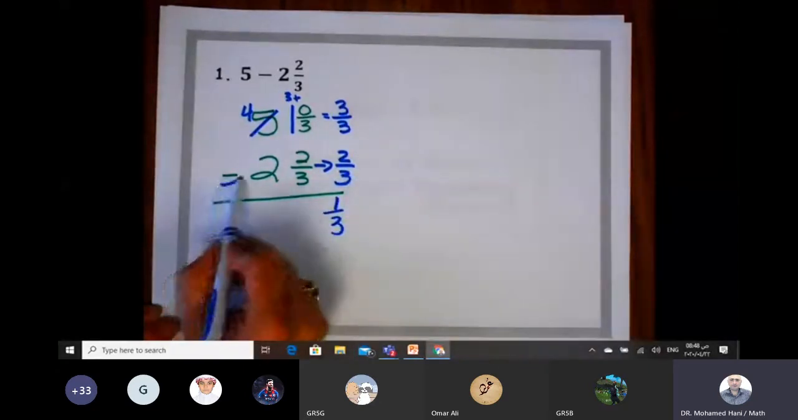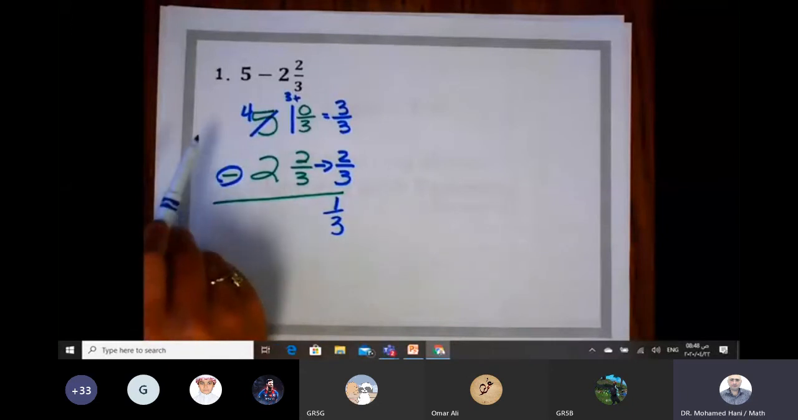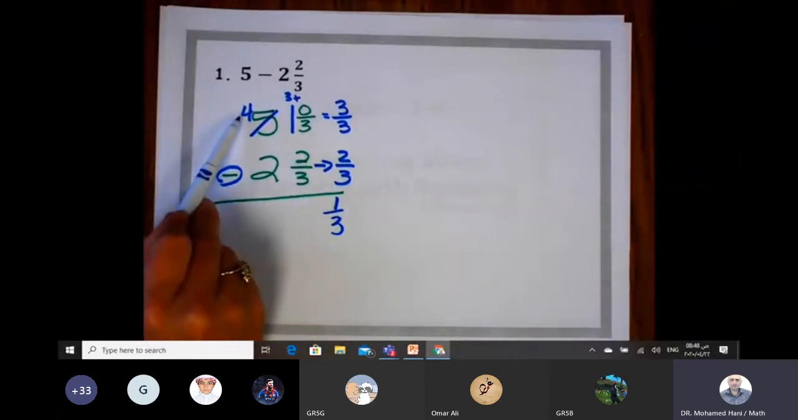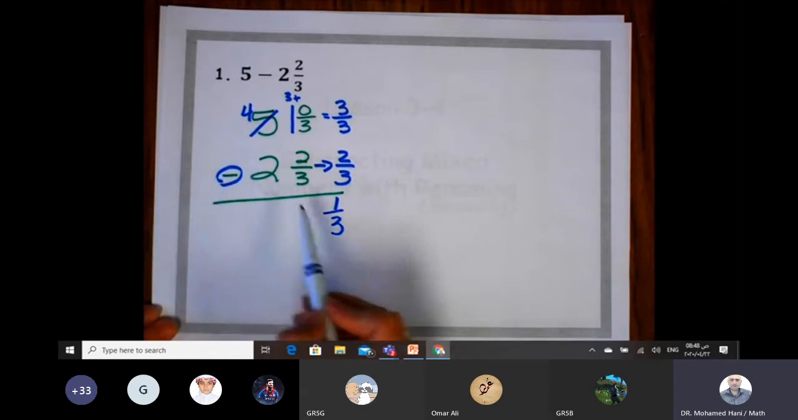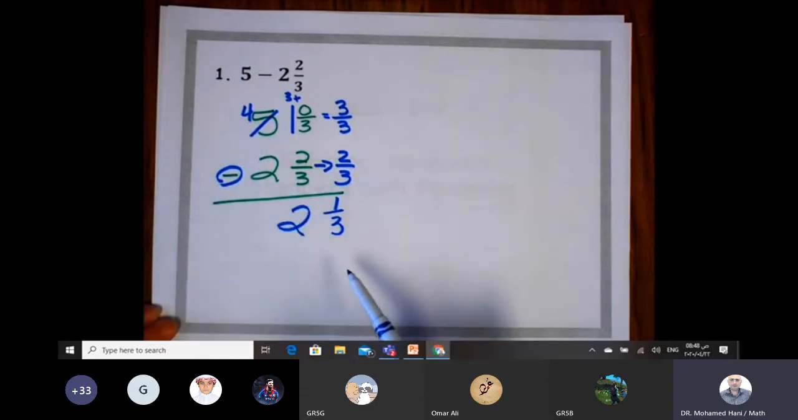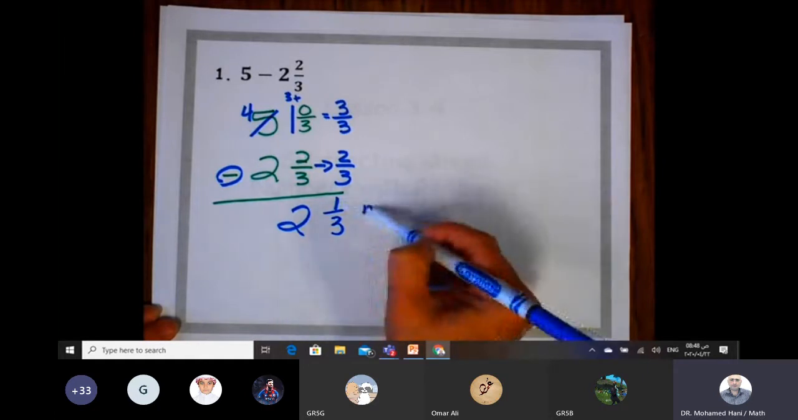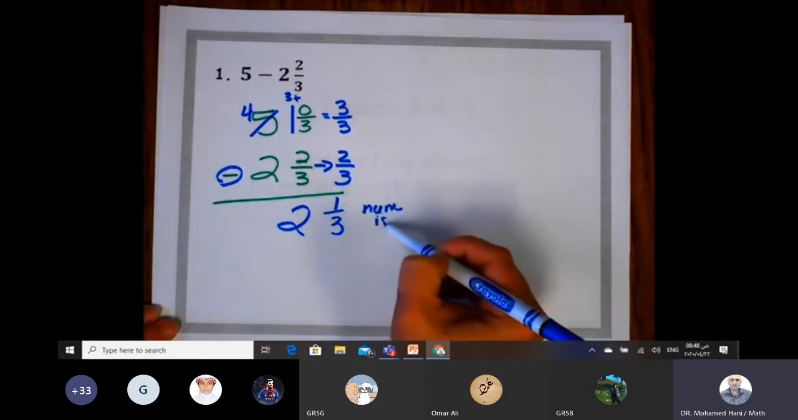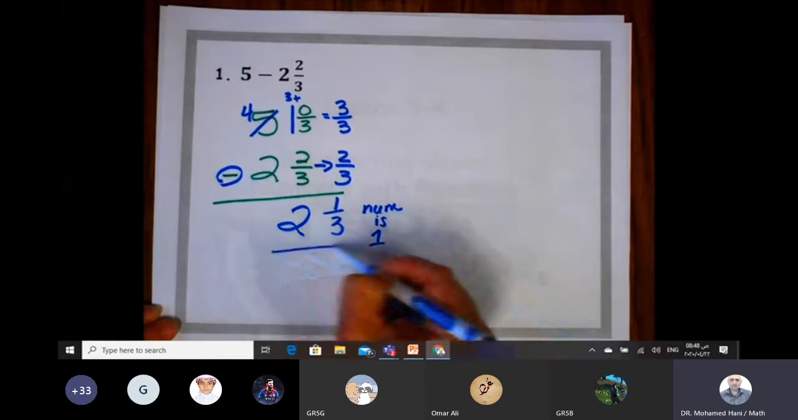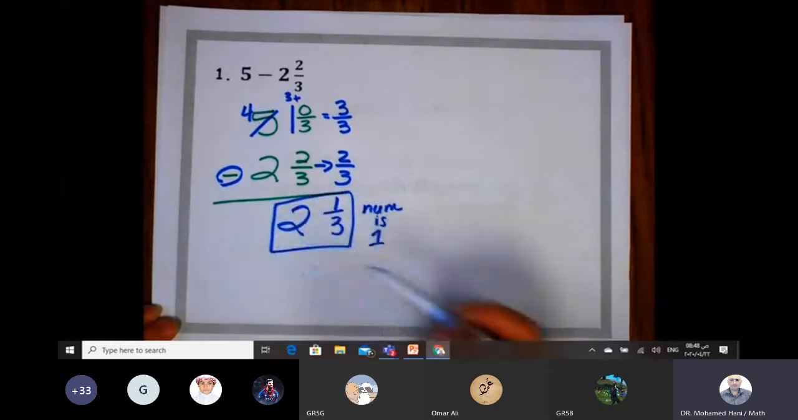Now I need to subtract my whole numbers. Remember to use the 4. 4 minus 2 is 2. My last step is to see if I can simplify. My numerator is 1, so I know that my fraction is in simplest form. So my answer is 2 1/3.